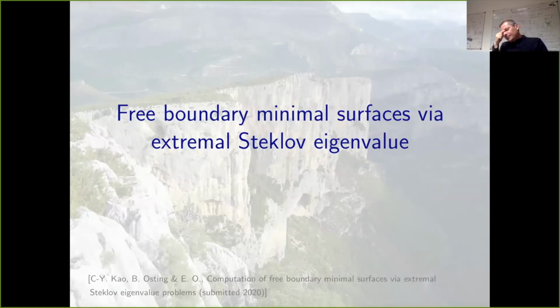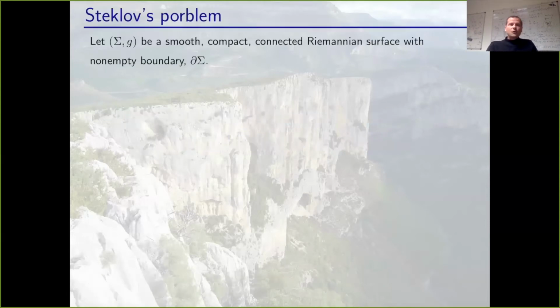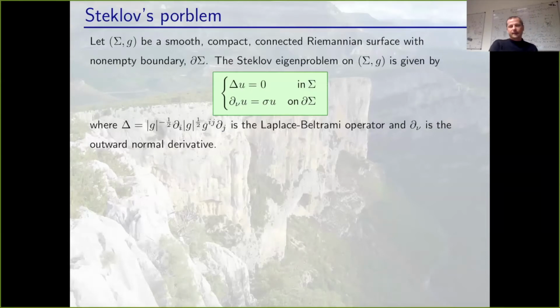on the connection between minimal surfaces and Steklov eigenvalues was a little bit more successful. So let me recall the framework. Previously we were discussing Laplace-Beltrami eigenvalues. Now I have a manifold which is compact and connected with a boundary, and so I will consider Steklov eigenvalue problems. This is the very standard eigenvalue problem. You have the Laplace-Beltrami operator inside the domain, and on the boundary you have the normal derivative condition, which has to be proportional to the function.